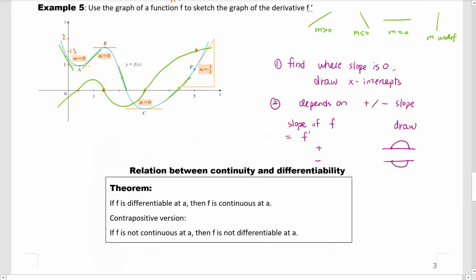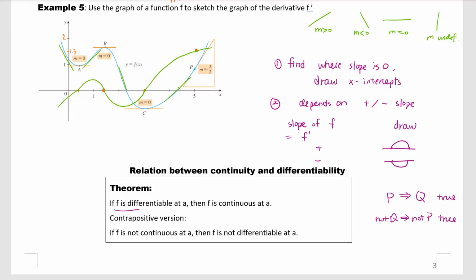Relations between continuity and differentiability. We have a theorem: if f is differentiable at a, then f is continuous at a. Contrapositive version: if f is not continuous at a, then f is not differentiable at a. Are you familiar with logic? If we have a statement P implies Q, and this is true, then not Q implies not P is also true. This is called the contrapositive statement.